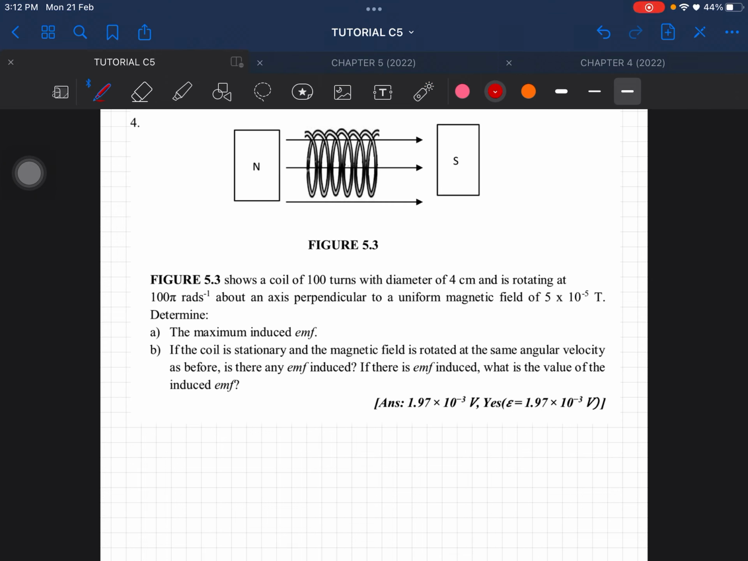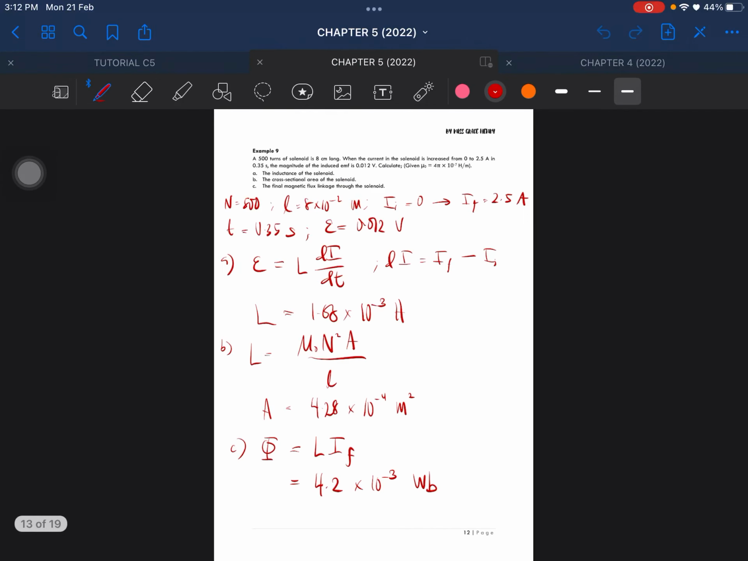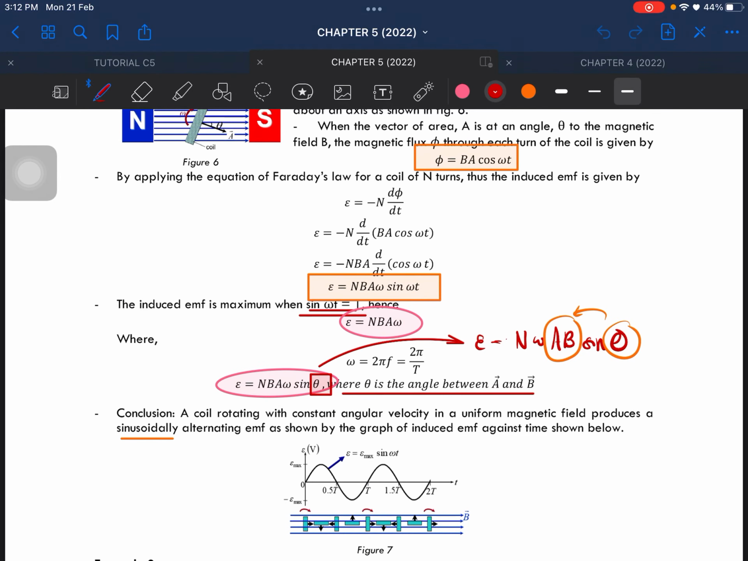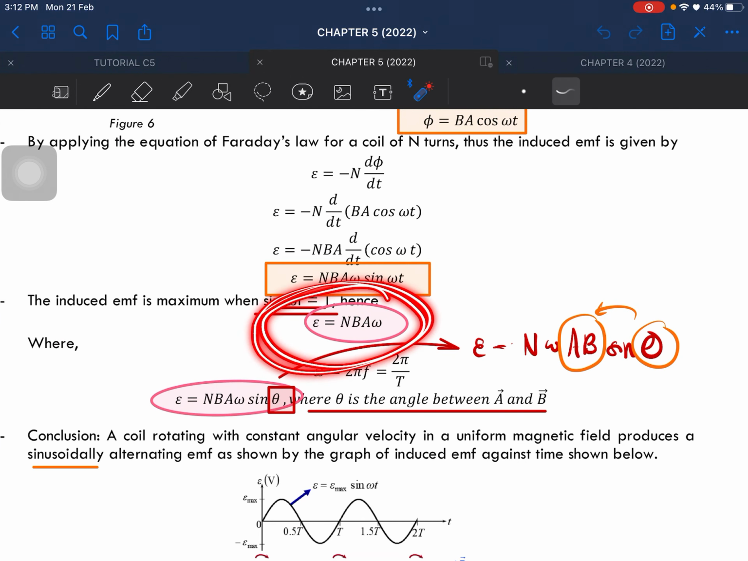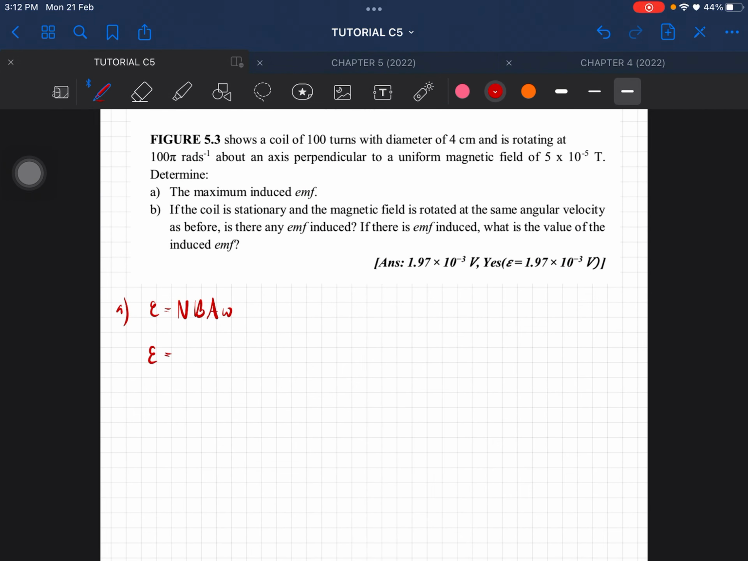For a rotating coil, remember in the notes, if it is asking about the maximum induced EMF, we just directly use NBA omega, which is the equation shown here. So the induced EMF will be equal to 1.97 times 10 to the negative 3 volts. That is the induced EMF.